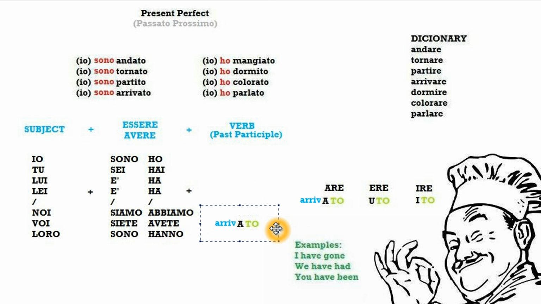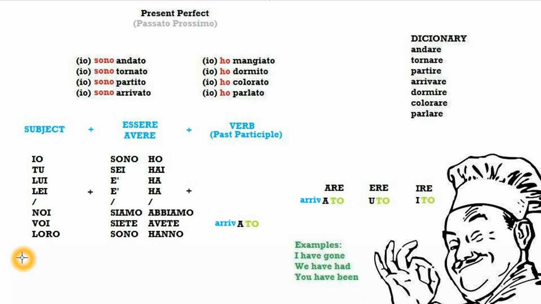It's still wrong because this is plural. Now, io, I, tu, you, lui, lei, he, she, these are called first, second, and third person singular because it's just one person. Noi, voi, loro, so we, you, and they, but you for multiple people, these are called first, second, and third person plural because they involve multiple people, okay?